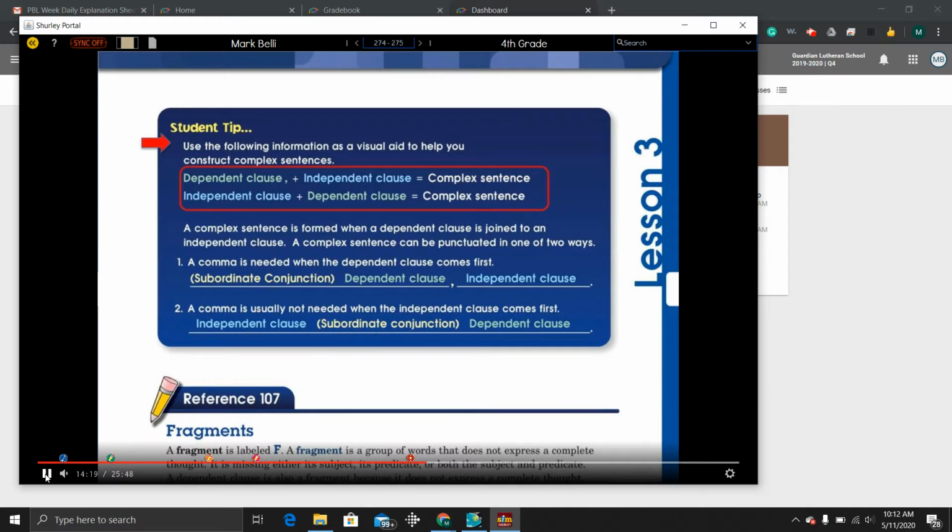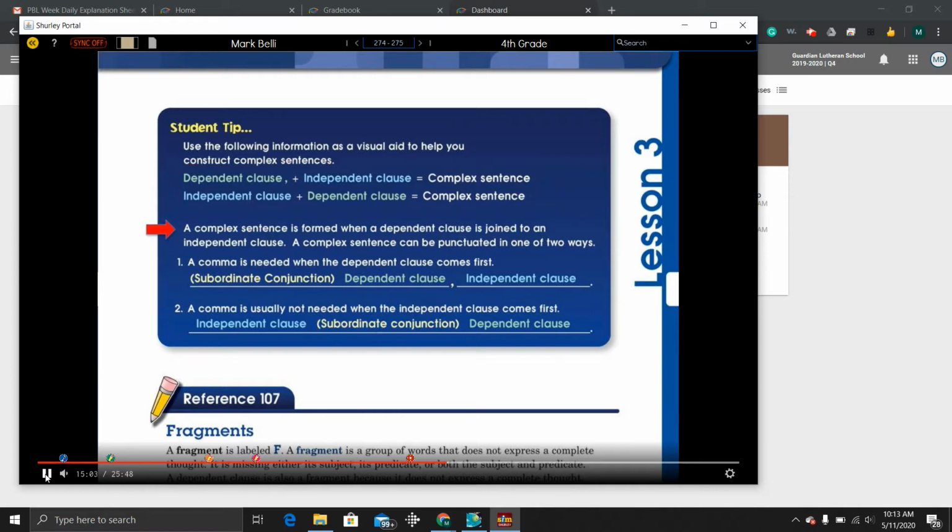Follow along as I read through the student tip. Use the following information as a visual aid to help you construct complex sentences. If I were you, I would create a poster with this exact information. Here are the two ways to create a complex sentence. A dependent clause followed by a comma plus an independent clause equals a complex sentence. If you choose to use this strategy to create your complex sentence, don't forget to place the comma after the dependent clause. Independent clause plus dependent clause equals complex sentence.